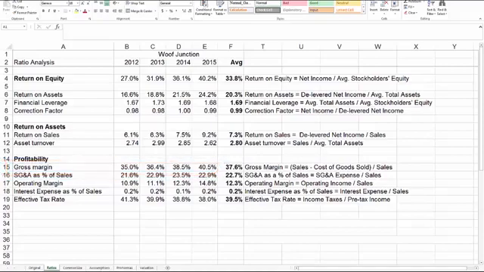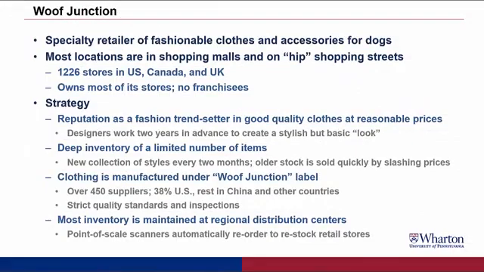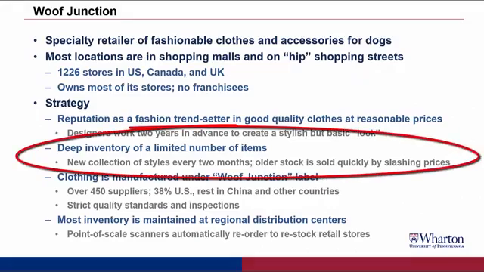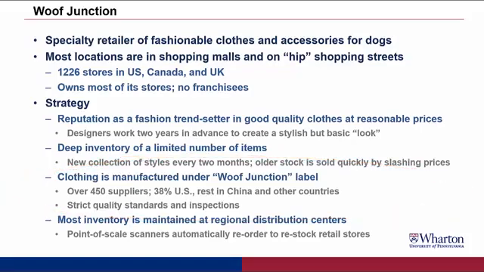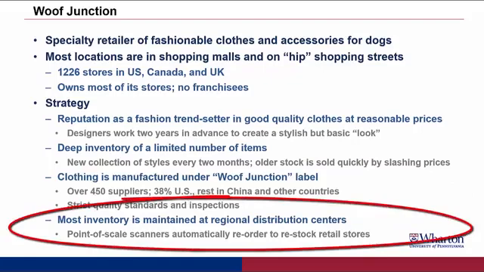What could explain that? Well, if we go back to the facts of the case, it could be the strategy of trying to control costs. So remember, they have a limited number of items or limited number of styles they keep in stock, which could control their production costs. They manufacture their clothing under a private label using their own suppliers, and they have a lot of suppliers, which may allow them to play suppliers off of each other to get really good deals on the cost. And also they did the regional distribution centers so that inventory wasn't stuck in stores where it might be selling slowly, but instead was in a warehouse and then sent to whatever stores were selling things quickly.